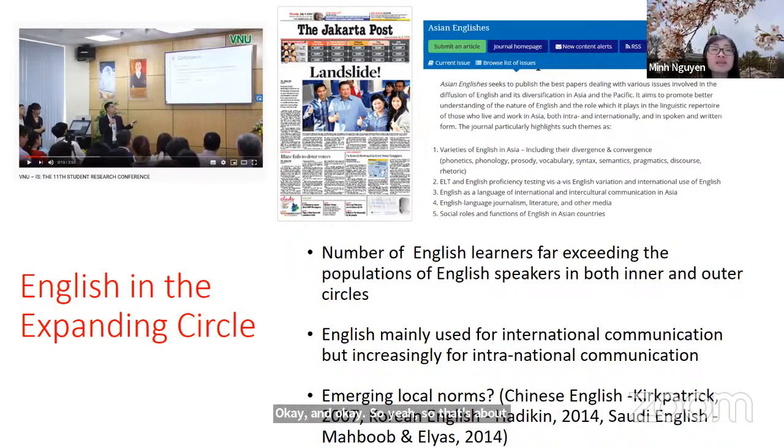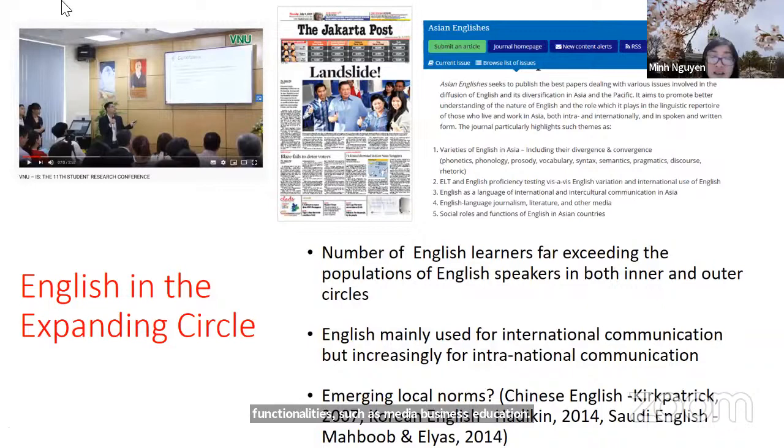Okay, so that's about the outer circle. What about English in the expanding circle, like Indonesia or Vietnam or China or Thailand or some countries in Europe? Now, it has been recently estimated that there are about 1.5 billion English learners in the expanding circle, a number that we can say vastly exceeds the population of English speakers in the inner as well as outer circle. And in the expanding circle, although English has been mainly used for international communication, for example, communication between Indonesians and foreigners in Indonesia, we have seen an increased use of English for intranational functions, such as media, business, education, in many, many countries in the expanding circle.